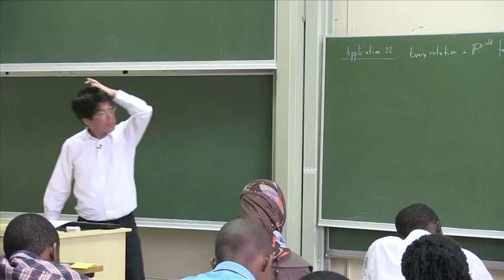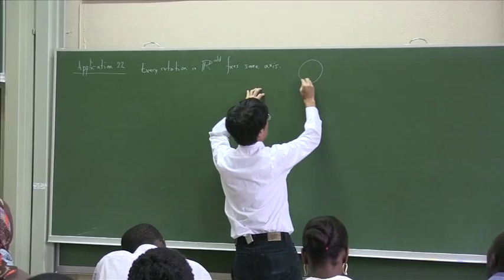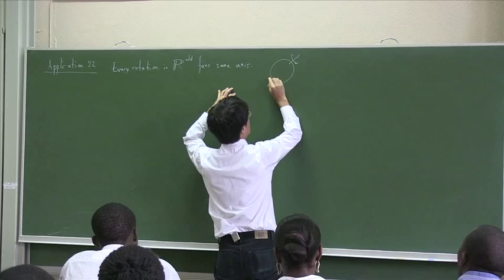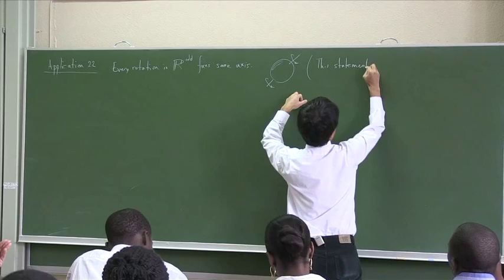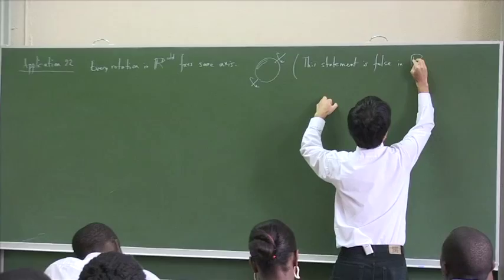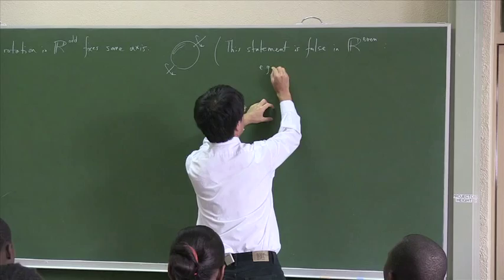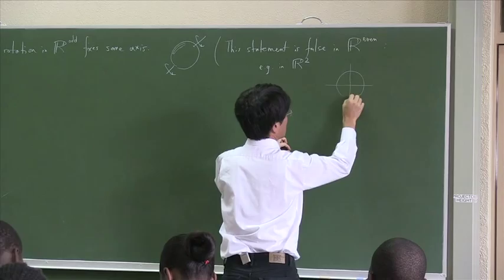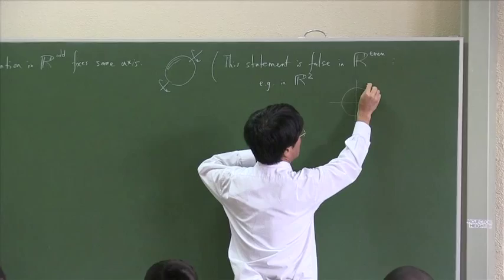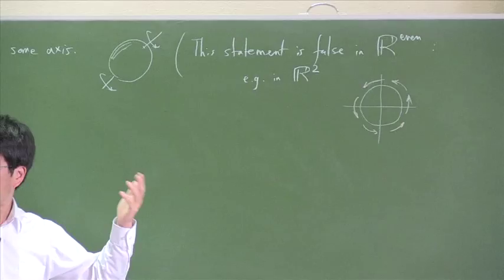Now, let's remark, in case you think that this is obvious, that a rotation looks like this, and you are spinning an object around something, that this statement is false in even-dimensional space. For example, let's take the simplest non-trivial even-dimensional space, that's R2. And the usual thing, let's take the rotation of this, which spins the whole thing around and around, like that. Okay, there is something that is fixed, and that is the origin.